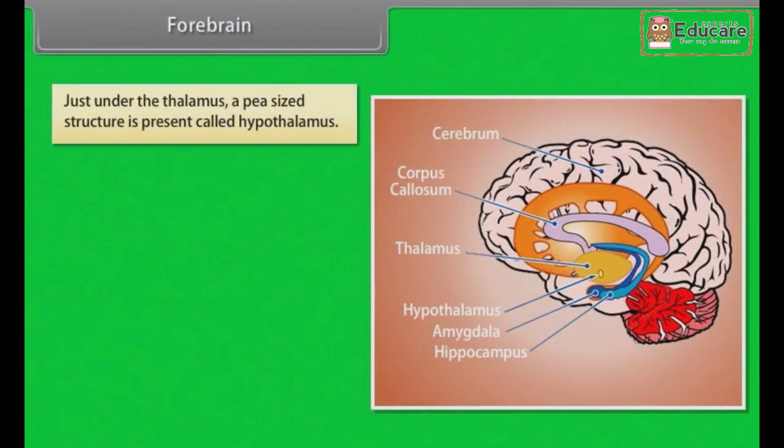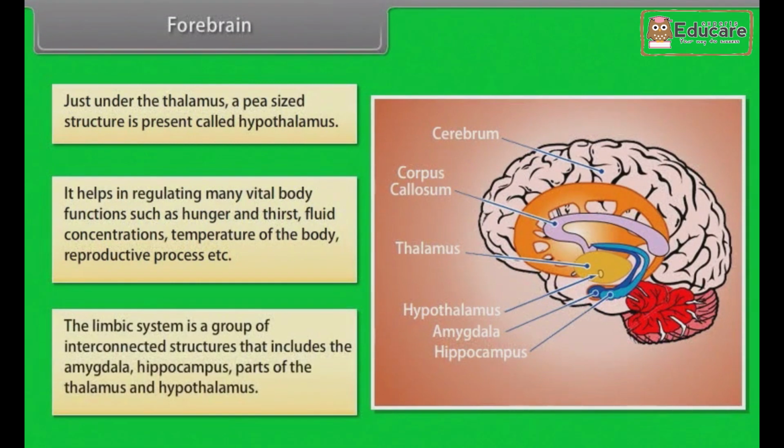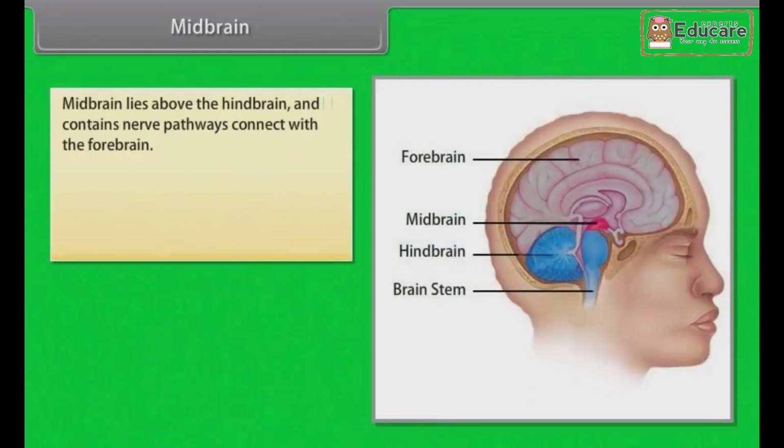Just under the thalamus, a pea-sized structure is present called hypothalamus. It helps in regulating many vital body functions such as hunger and thirst, fluid concentrations, temperature of the body, reproductive process, etc. The limbic system is a group of interconnected structures that includes the amygdala, hippocampus, parts of the thalamus, and hypothalamus. Midbrain. The midbrain lies above the hindbrain and contains nerve pathways connected with the forebrain.